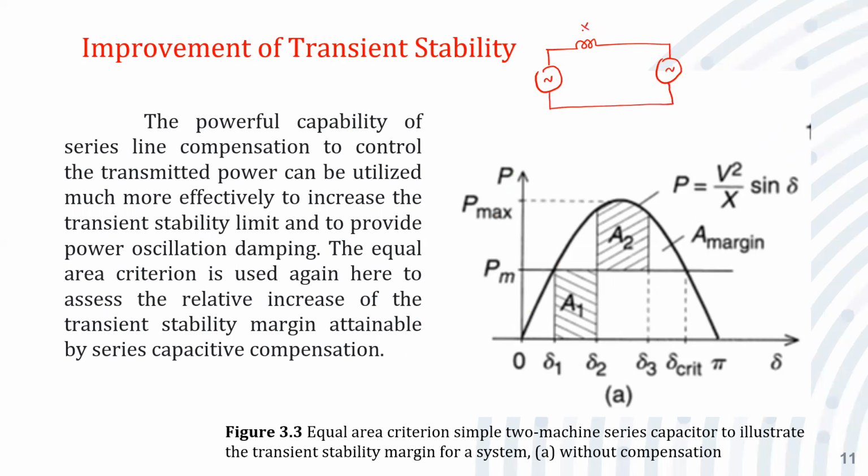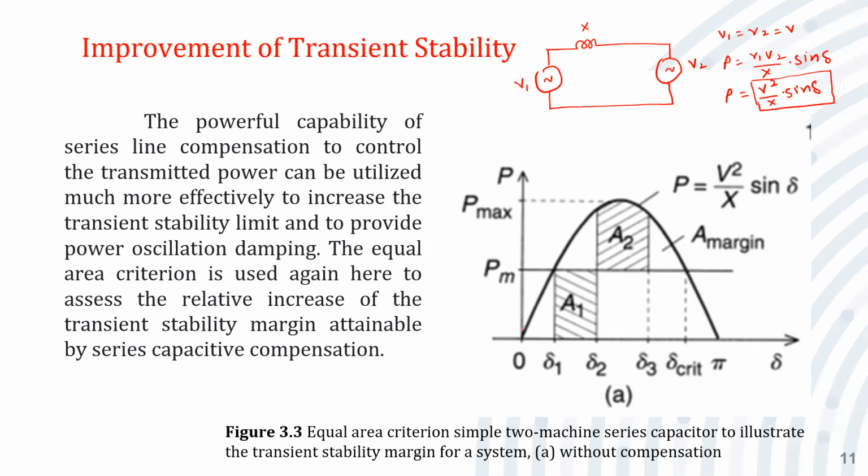This is the transmission line reactance X. This is the voltage, say V1, and this is V2. But the voltage V1 is equal to V2 is equal to V for simplicity. So power is equal to V1 V2 upon X into sine delta. This equation we have considered many times. Now, as the magnitudes of V1 and V2 are the same, P is equal to V square upon X into sine delta.